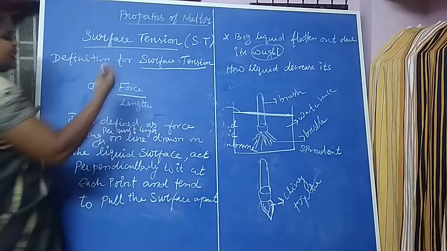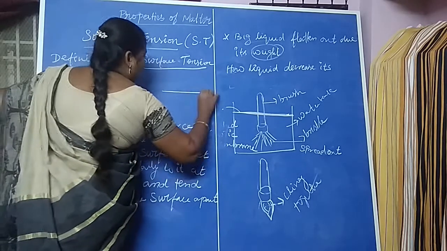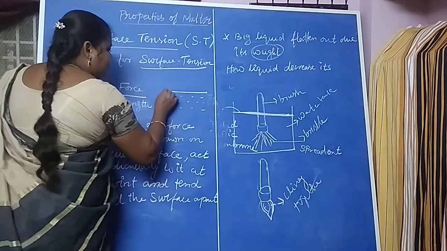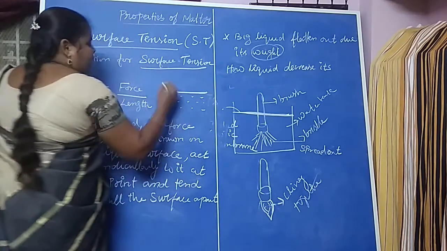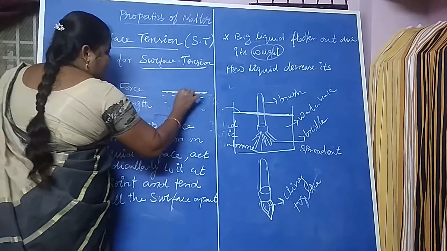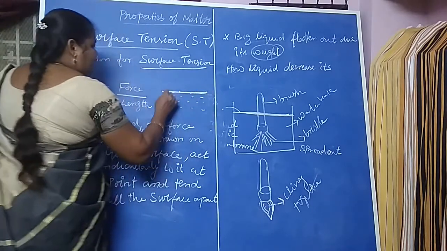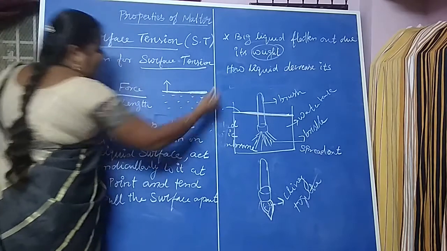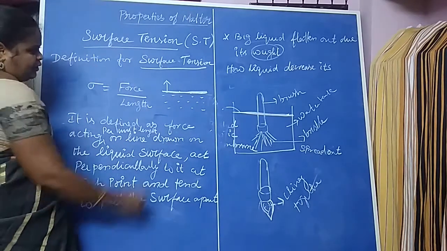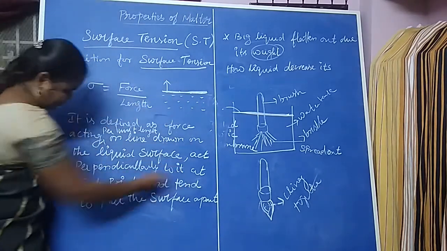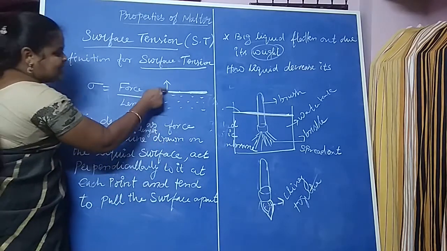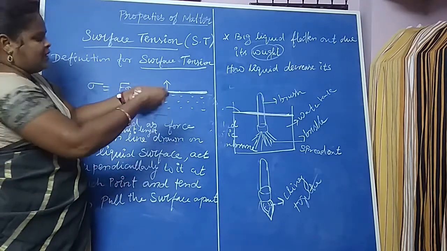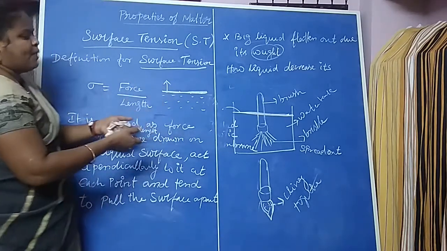Consider this is a liquid surface. In that surface we are drawing a line. In that line we have so many points present on it. Here the force is acting perpendicular to the line drawn on the surface of the liquid. This force is acting perpendicular to the point and this force tends to pull the surface apart. So it will look like a stretched membrane.